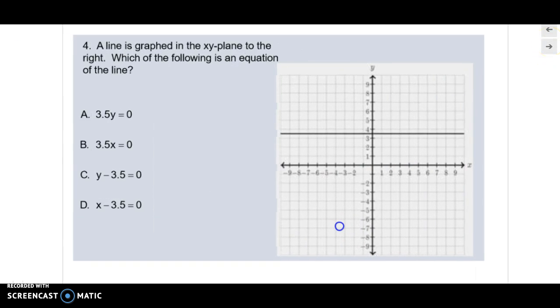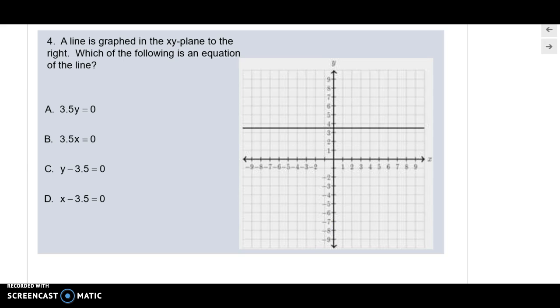I like this next one here because immediately we should recognize that that is a horizontal line. And so we should be looking for an equation that says something like y equals. And there isn't one. There's 3.5y equals, there's 3.5x equals, and then those other two choices down below. Well, I don't think that B or D make any sense here because there's no mention of y at all. And I know that my equation is going to have y equals if it's a horizontal line.